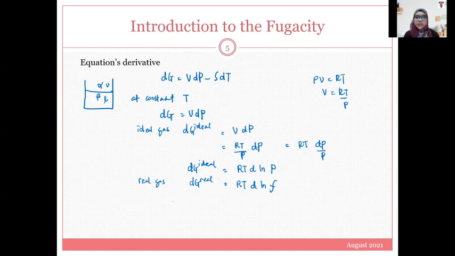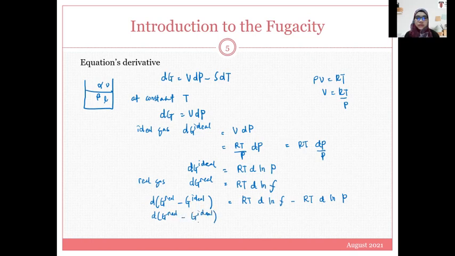Okay, by comparing the ideal and real gas, we have G real minus G ideal, which gives RT d ln F over P, or you can rearrange it to G real minus G ideal over RT, and we can have this d ln F over P. Okay, this d ln F over P can be known as the fugacity coefficient. The fugacity coefficient describes the ratio of the real gas to the ideal gas.